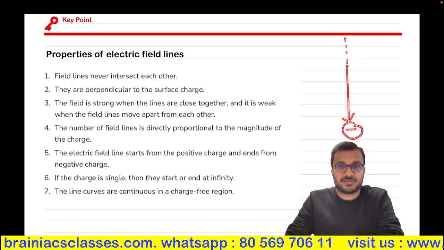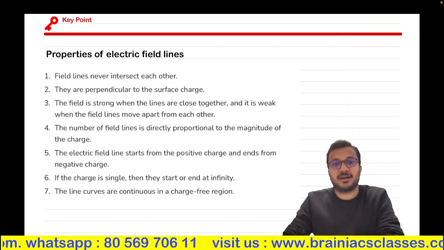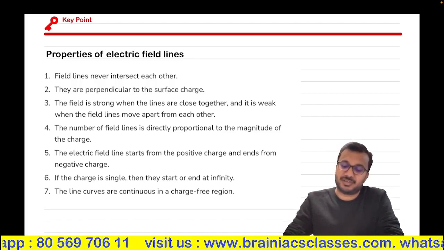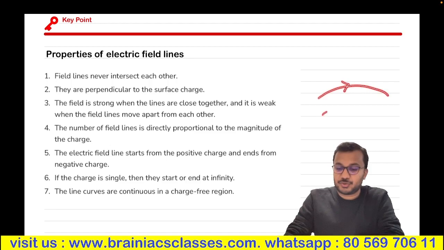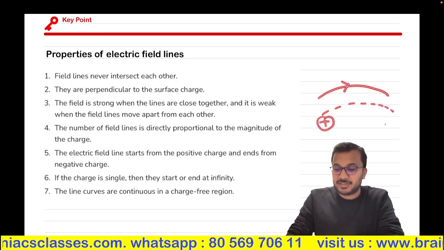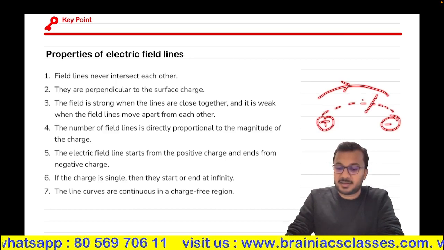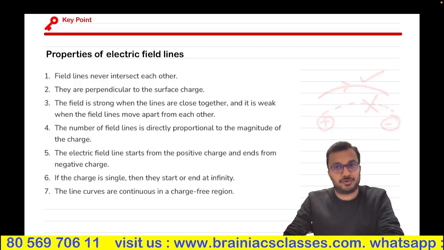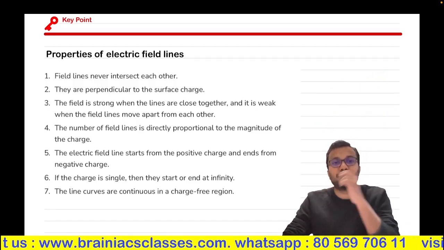for the one charge case. Seventh point, the lines or curves are continuous in a charge-free region. Lines are continuous. Continuous means like this. It should not break. The field lines, if you have a positive charge here and a negative charge here, should be like this, but they should not break like this. They should be continuous lines. Okay, so these are the 7 properties of electric field lines.